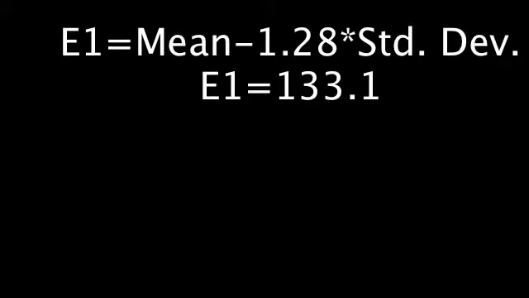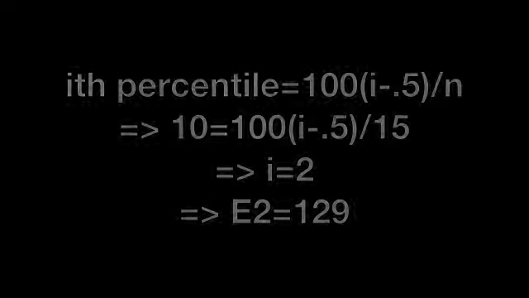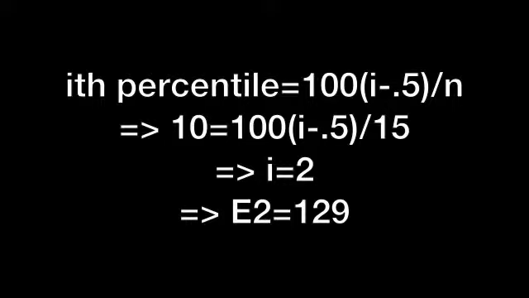Then we calculated the basic sample statistics, so the mean, median, and standard deviation, and used these to estimate the 10th percentile of the failure strength distribution using two different methods. For the first method, we assumed the data was a normal distribution and used the formula mean minus 1.28 times the standard deviation. For the second method, we used the formula 100 times (i minus 0.5) over n equal to 10, and n equals 15. We calculated i to be 2, which means the second smallest number in the set was our estimate for the 10th percentile.